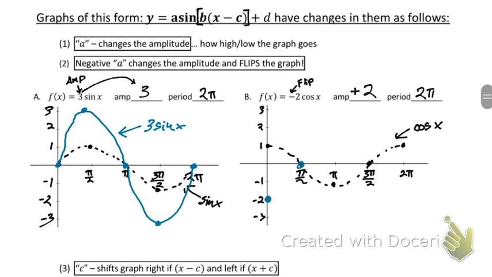Our zeros don't change. That's always nice. Your zeros are always going to remain the same before you change your amplitude. Then we go up to 2. Then we go back to 0. And we go back to -2. So that is our -2 cosine x. But if you check, your amplitude is still 2. And it's flipped.